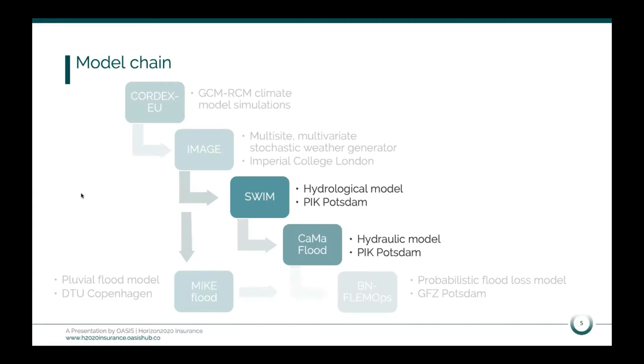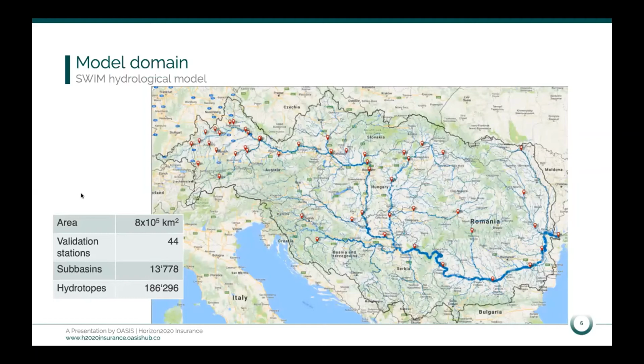So we can run the entire model chain, or the meteorological event set that IMAGE is producing here, with the entire hydrological and hydraulic model components. And that's really important because you then have a large flood event set that will then feed into the flood loss model. MIKE Flood, I'll talk about MIKE Flood in a bit, but I'll first go into the hydrological modeling here.